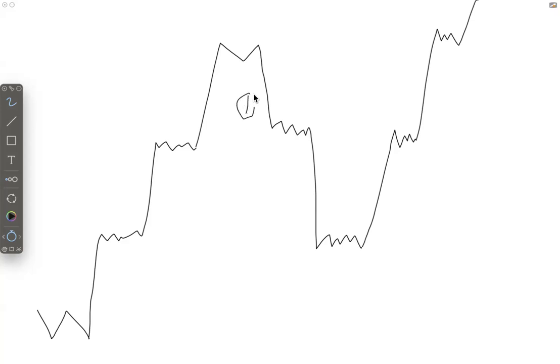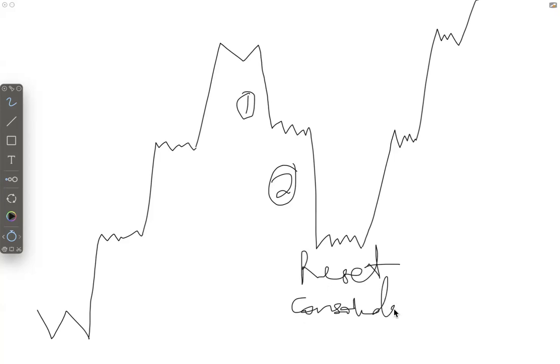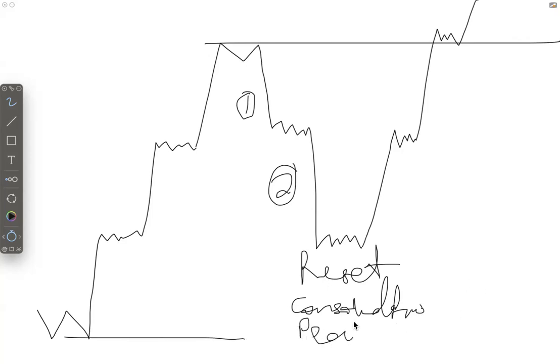If you see the market throwing in 2 levels instead of 3, it means something. Number 1, they are approaching a reset point because we want 1.5 ADR. Number 2, they are in a consolidation phase. So the market is just ranging in the same spot. Or number 3, they are forming a peak on a bigger time frame. All right.